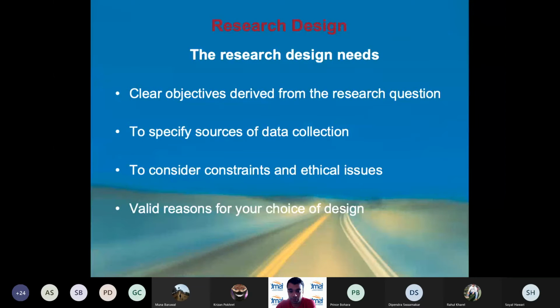So, moving on to research design, what we need to focus on is having a clear objective derived from the research question, and specifying the source of data collection, from where you are going to collect your data. Consider the constraints and ethical issues: is there any constraint associated with time, cost, or access to the data? And give a valid reason for your choice of design. That means the logical explanation of why you chose that particular method or strategy in your context. You have to provide that.